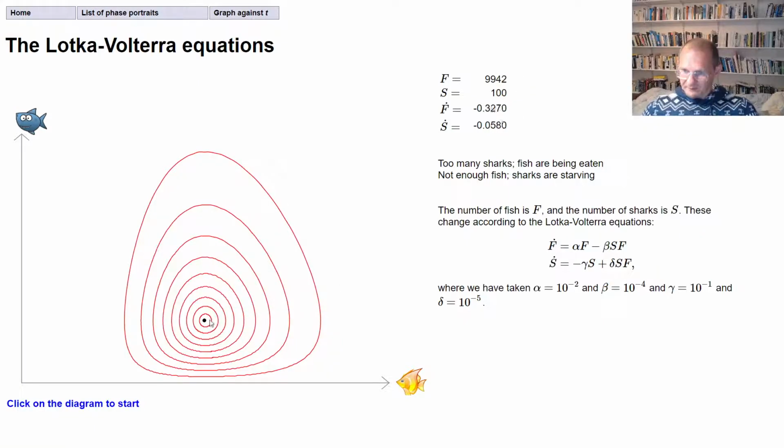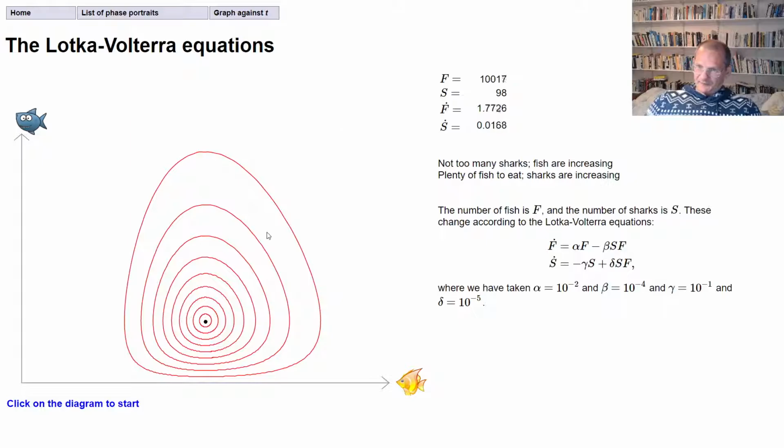But we didn't quite click in exactly the right place, so this point is moving around in small circles around that equilibrium point. The rate of change of the sharks is really quite small. The rate of change of fish is quite small. Everything is changing rather slowly as we just oscillate around this stable point here.